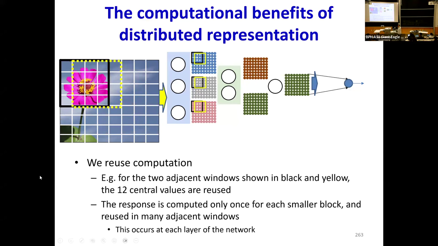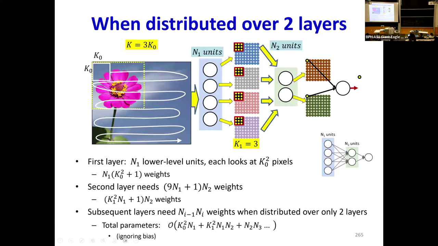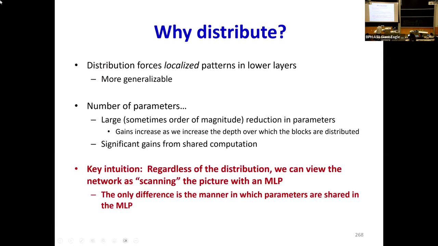So the same thing holds for the 2D case as well. We reuse computation. For example, for the two adjacent windows shown in black and yellow, all of the blocks in the overlapping region do not have to be recomputed. You can just reuse the computation from those, which means that you're getting the benefit of analyzing a large window for the added compute of just computing values for one column of inputs, right? One column of boxes. I have some numbers on the slides, which I will skip, but you can look at the slides, and you can see that the saving in parameters can be several orders of magnitude, so also the saving in compute, right?